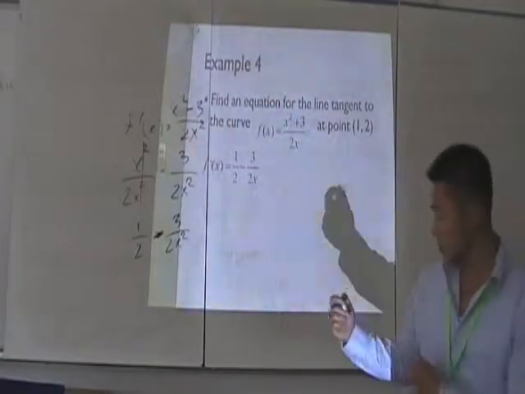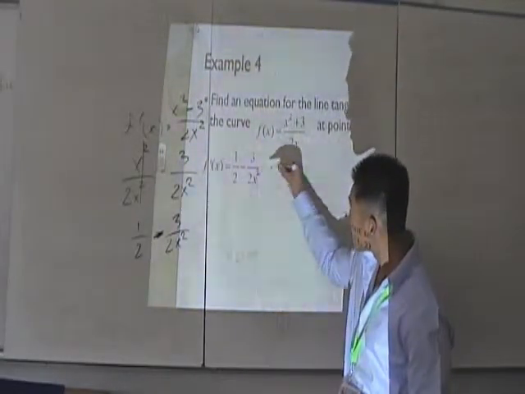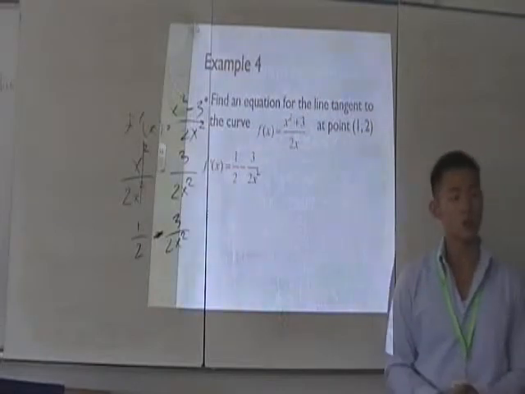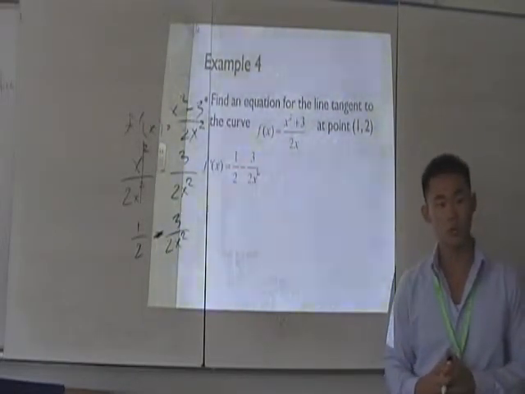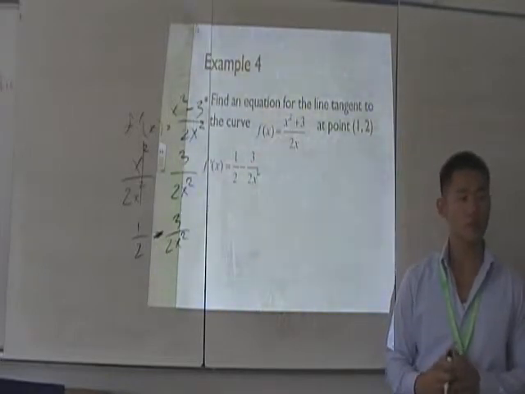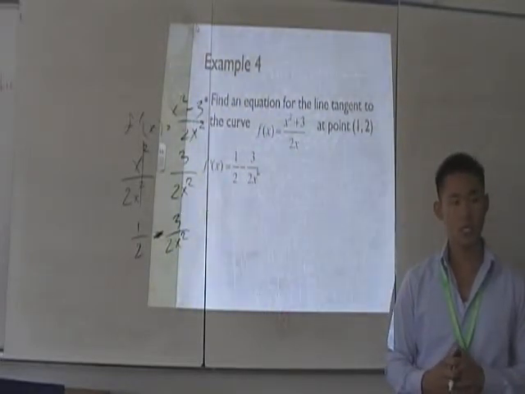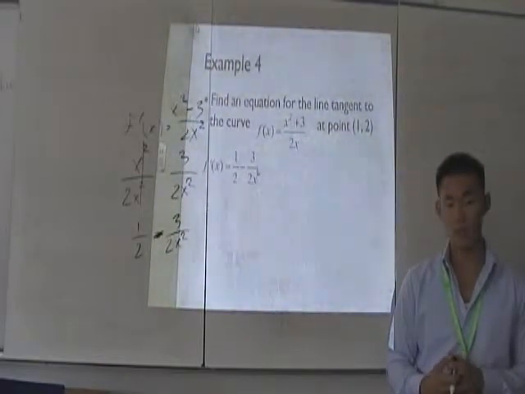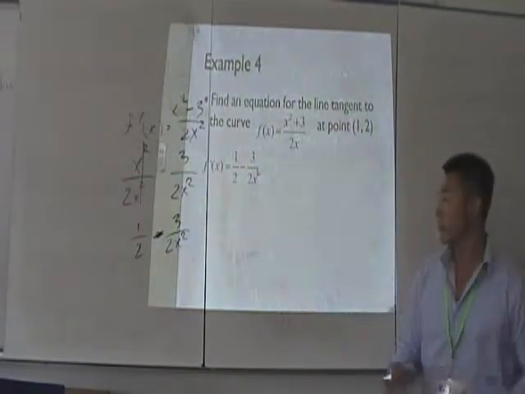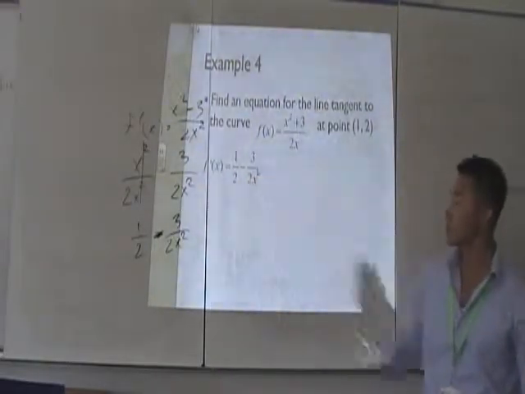Okay, so let's do this. Why are you doing that again? Because we're looking for the slope. And in order to find the slope, you need to find the derivative first. Because what is the derivative? Slope. Right, so we're looking for the slope, you've got to take the derivative. Okay, so here's your derivative.